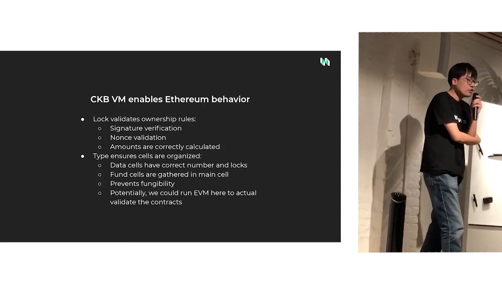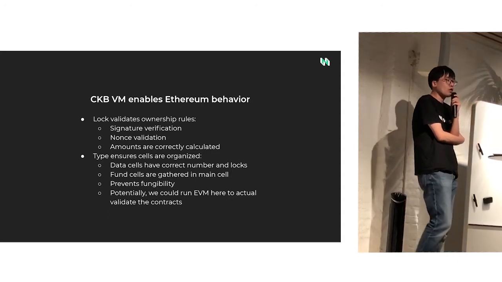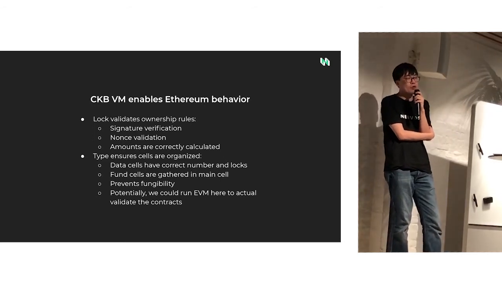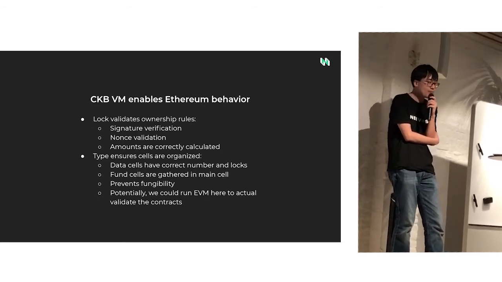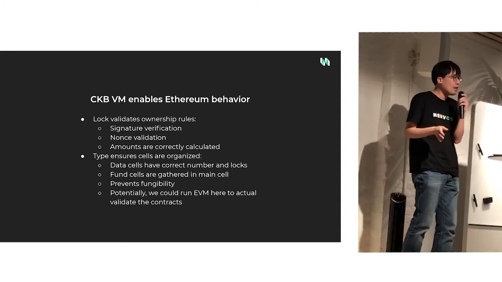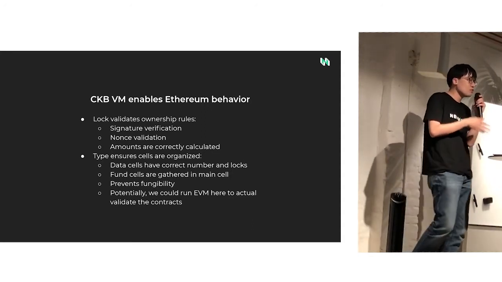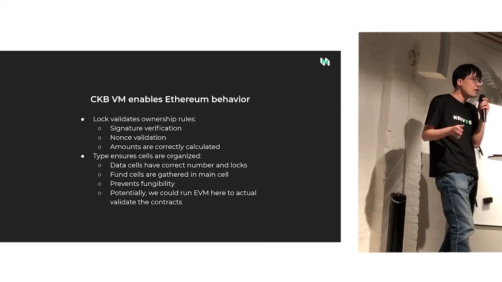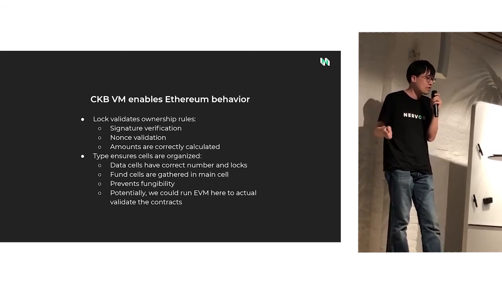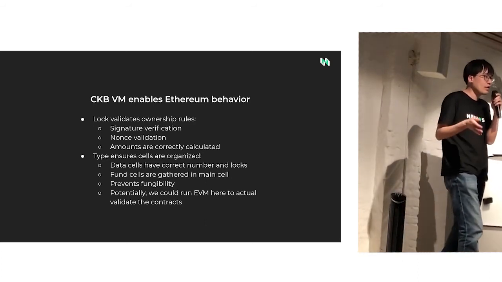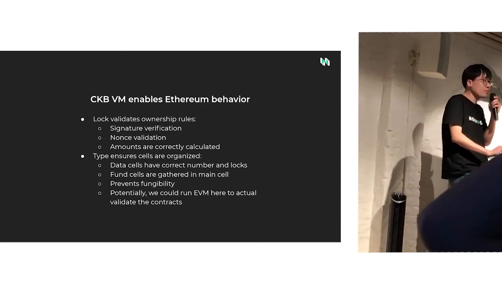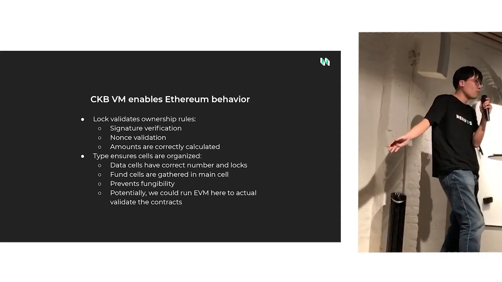And in this Polyjuice project, what we actually do here is that the lock in the cell does signature verification. We implemented complete Ethereum compatible signature verification in CKB. And it also does nonce verification and balance verification. The type, on the other hand, does several different things. First, it ensures data cells are in the correct format. It also makes you collect all the phone cells into the main cell as shown in the previous examples, and preserves fungibility, so you cannot just randomly create a main cell hoping to destruct someone's account.